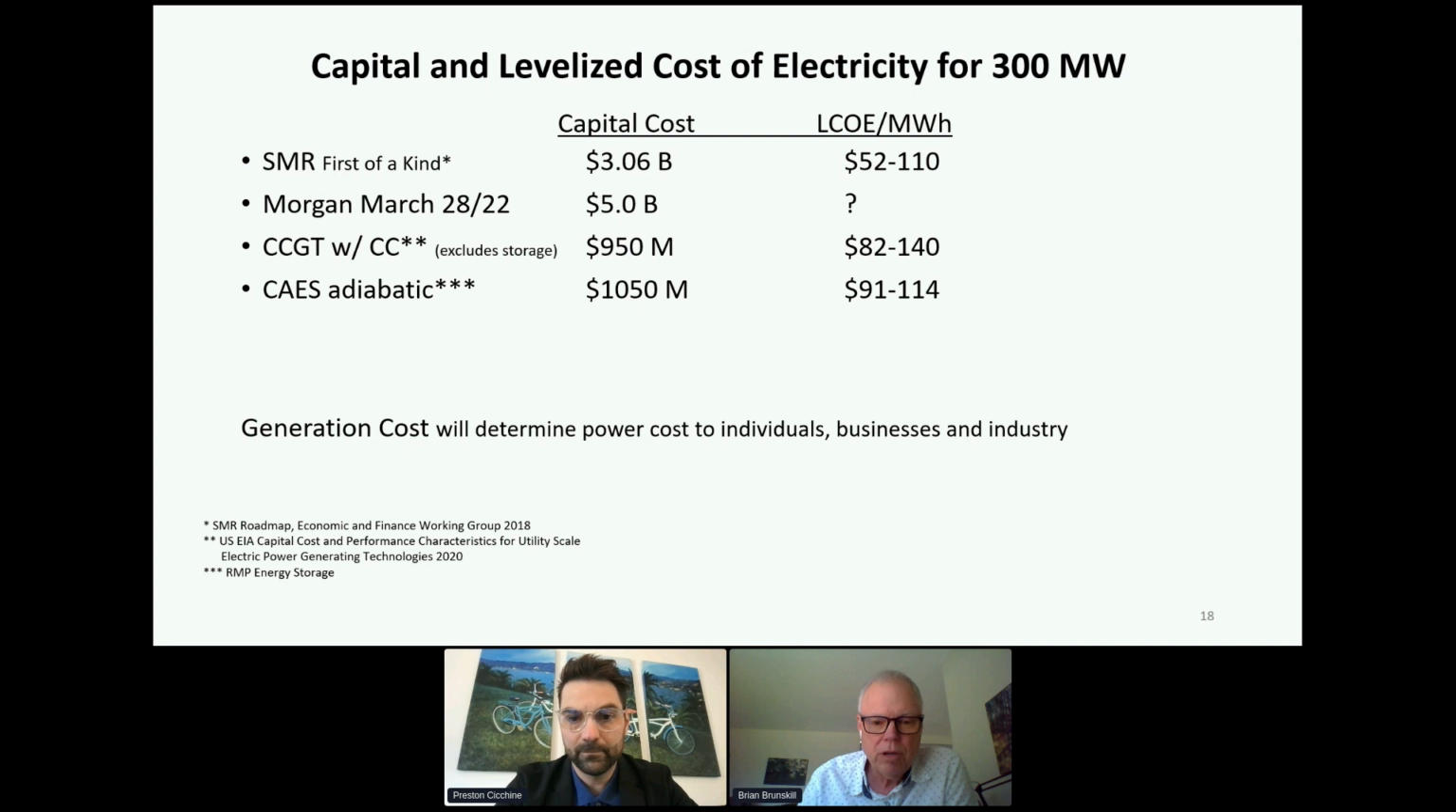This is particularly important to us as citizens because that generation cost directly reflects what we pay as individuals, businesses, and industry for the electricity that's being generated. By the way, that CAES adiabatic system has been modeled by a company called RMP Energy Storage from Calgary. They are a storage developer.